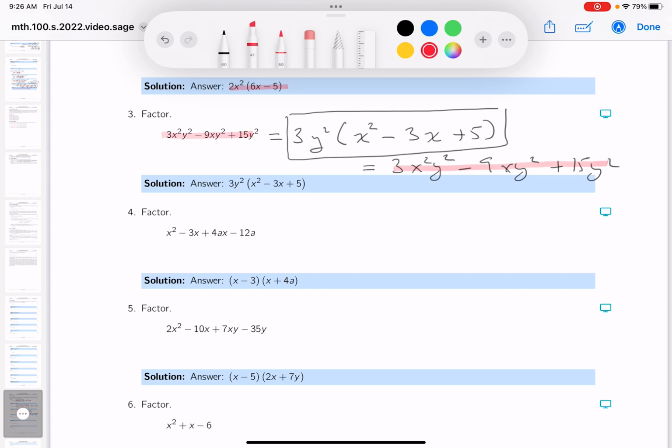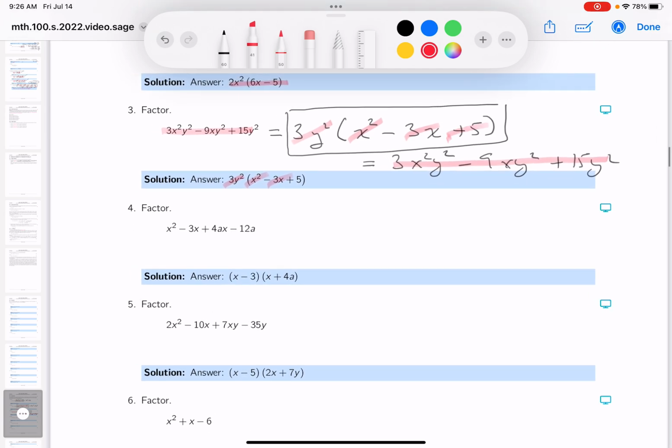And let's look at the key. You might be surprised that the key might be a little bit different. 3y squared, no, it's the same. x squared minus 3x plus 5.